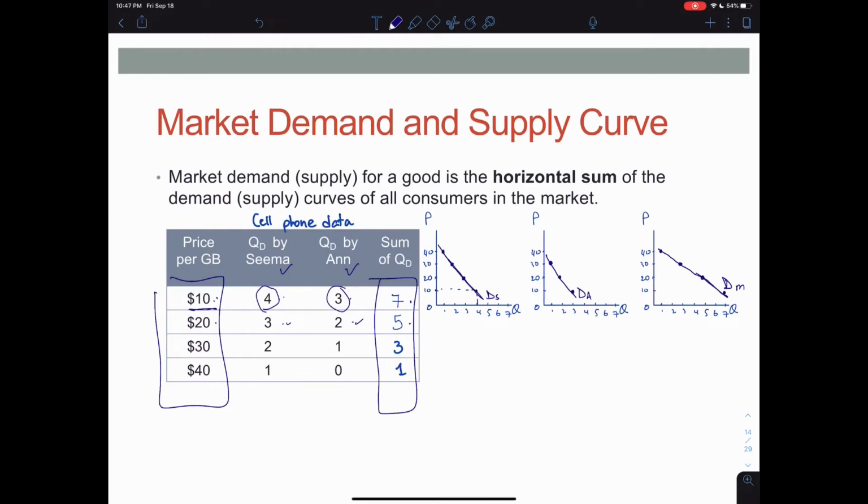We can use the same method to arrive at the market supply curve. What we have to do is add the quantity supplied by each producer at a given price, and we have to do that for all prices, and we'll get the market supply curve.